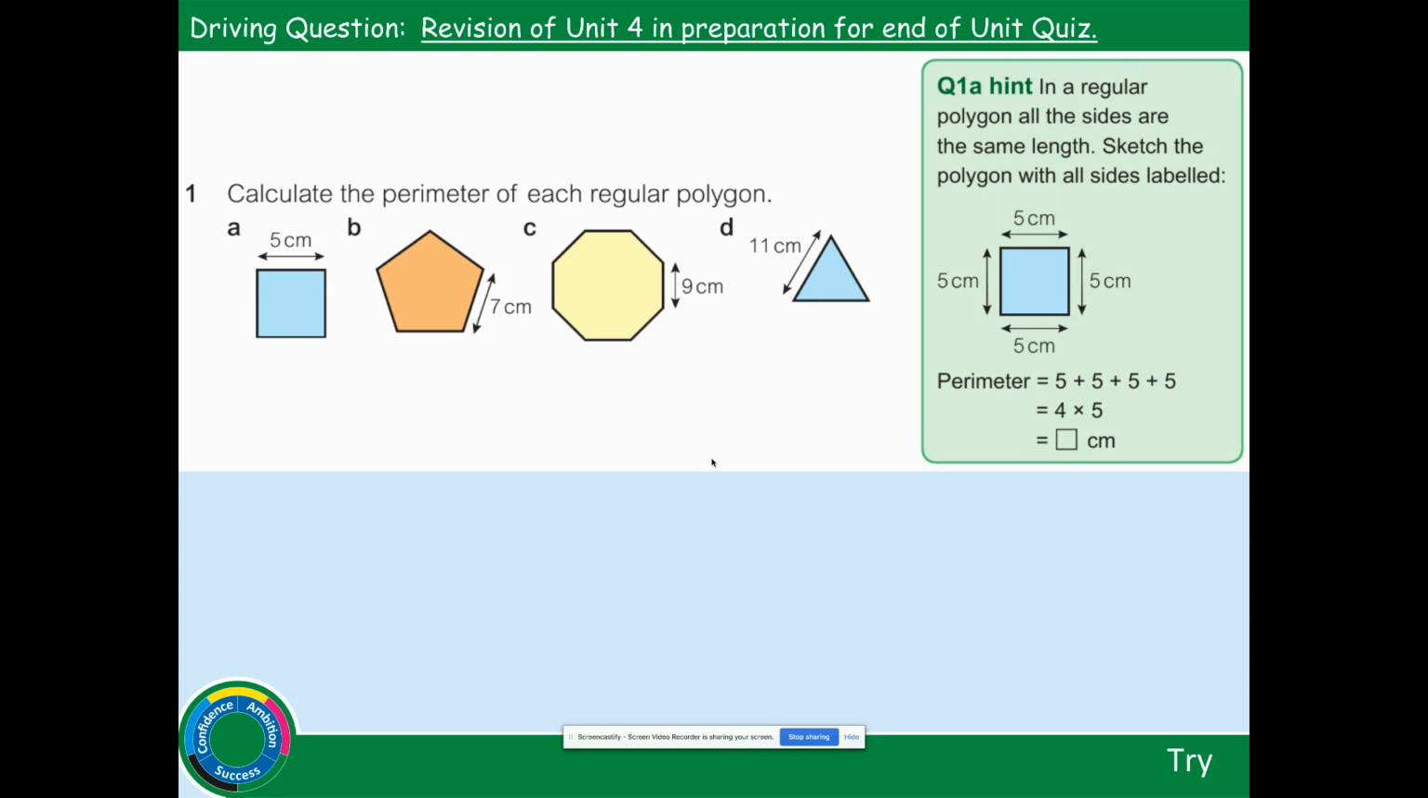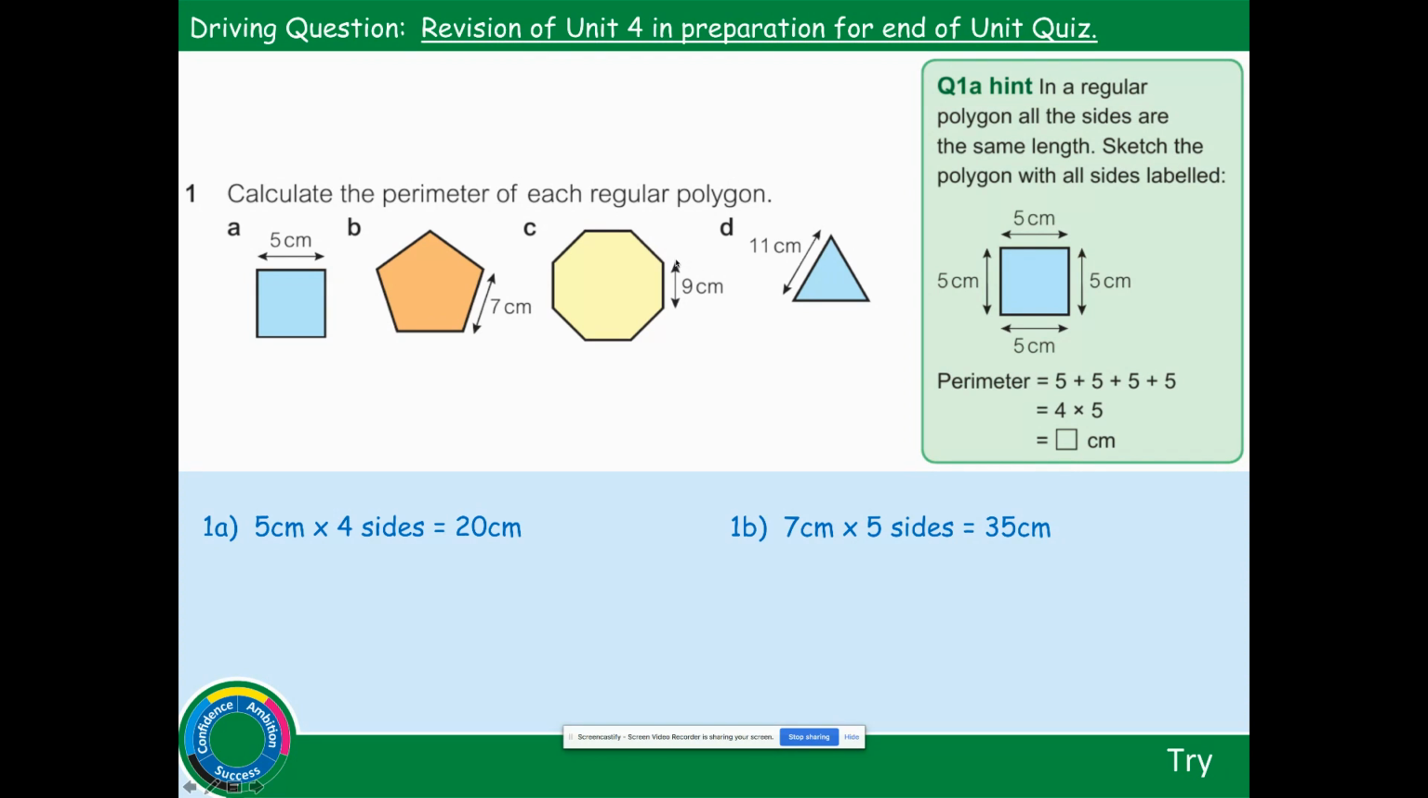Okay, so the first one, we have a square. So we've got 5 centimetres as the length. We've got 4 sides, so 5 times 4 sides is 20 centimetres. So B, we've got 7 centimetre length. Count how many sides we've got. We've got 1, 2, 3, 4, 5. So we've got 7 times 5 sides is 35.